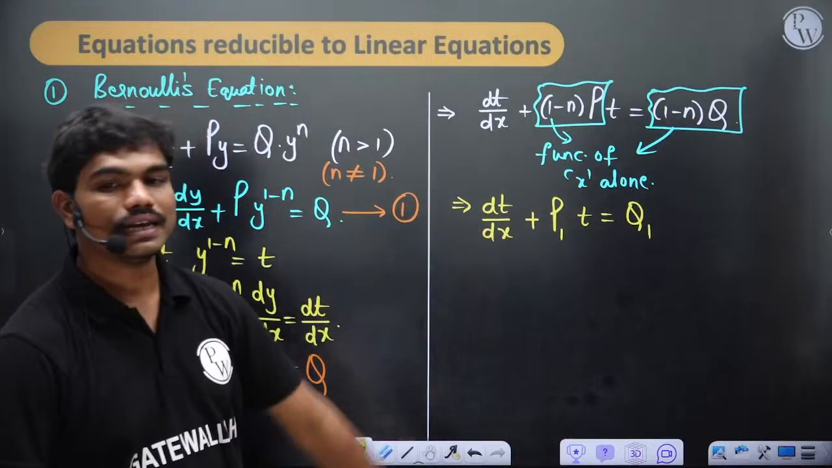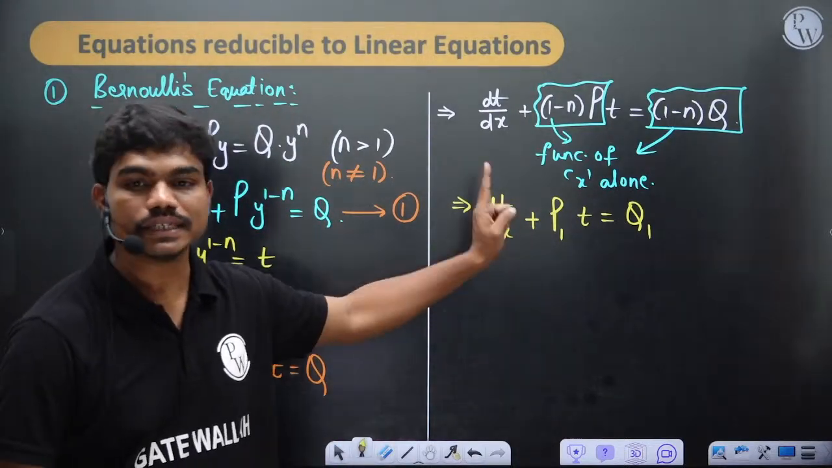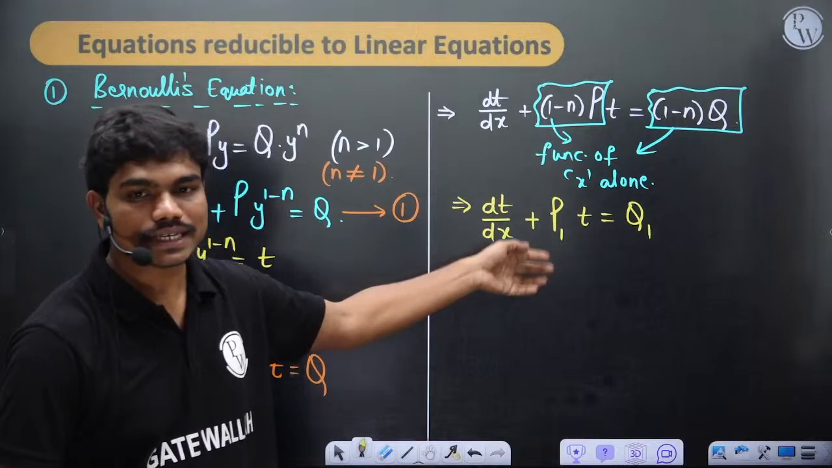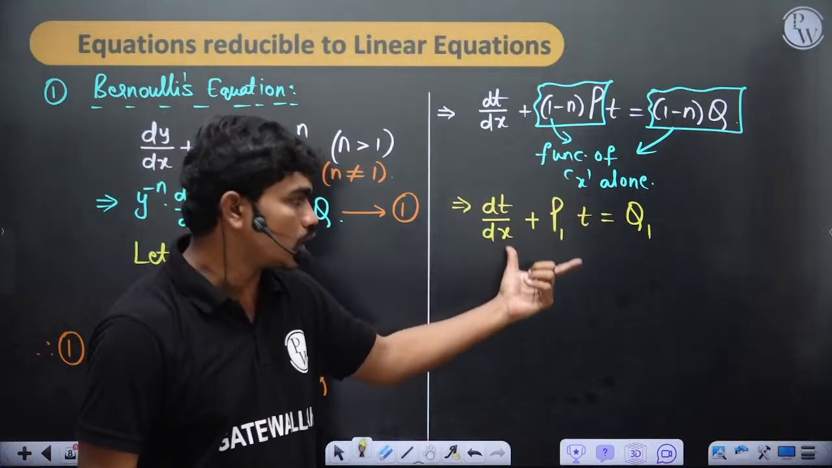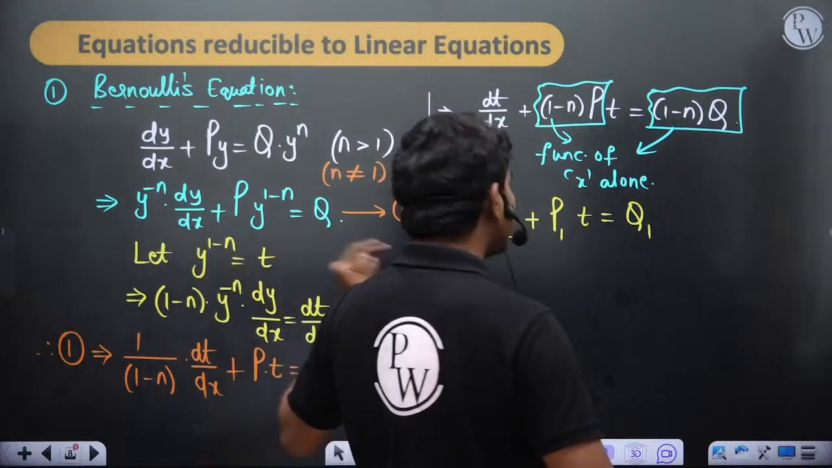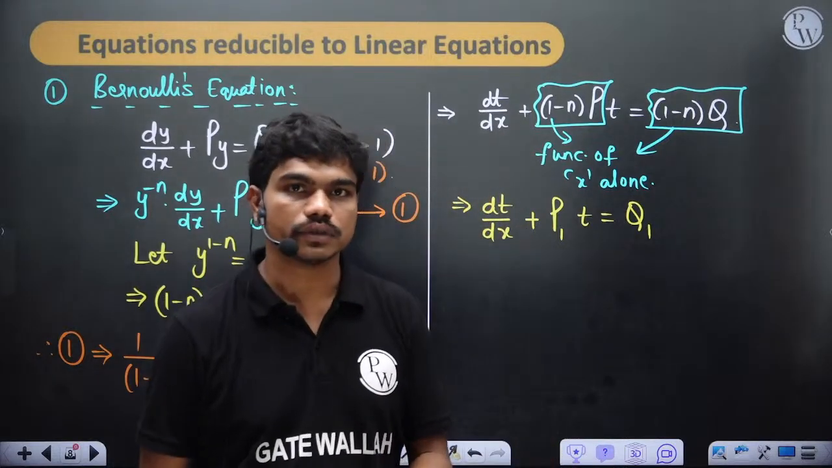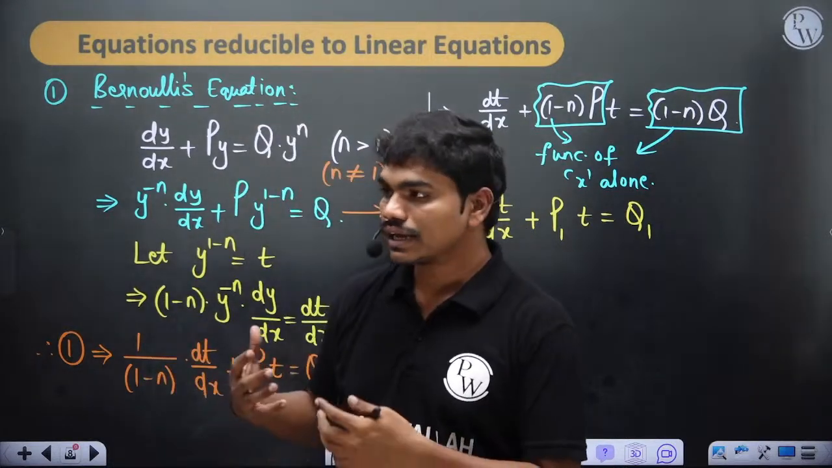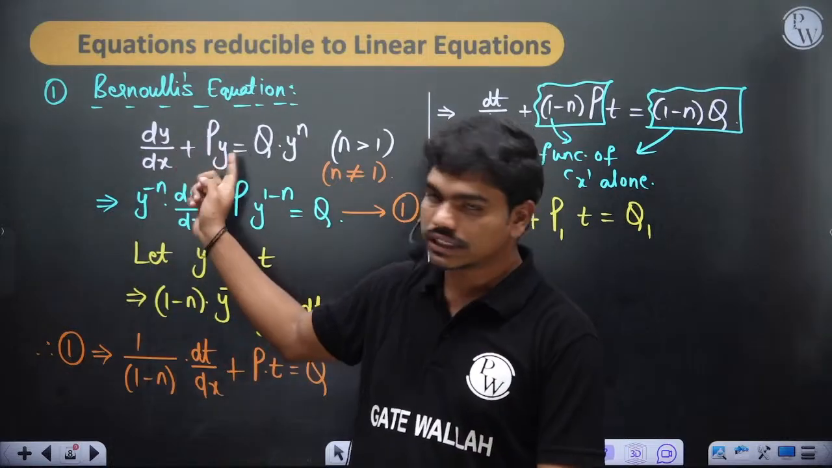So this is again a linear form. But here the independent variable is x and the dependent variable is t. So once you solve this equation, you'll get the answer in terms of x and t. So you can put back t as y power 1 minus n, and you'll have the answer again in terms of x and y. So using the concept of linear equations, you can actually solve this nonlinear equation.